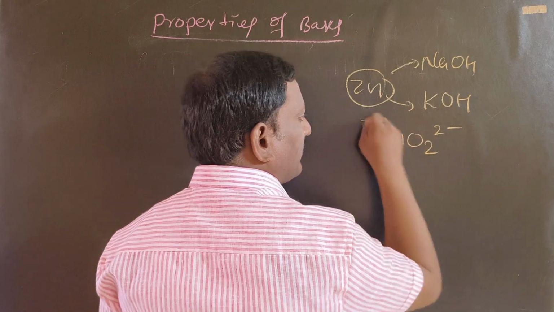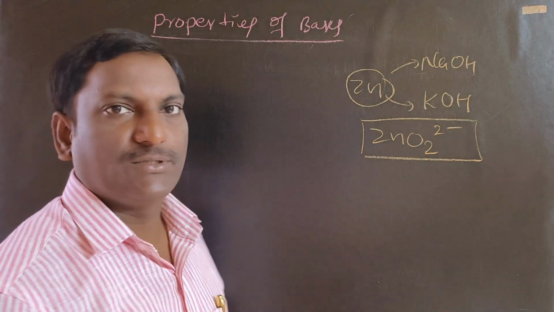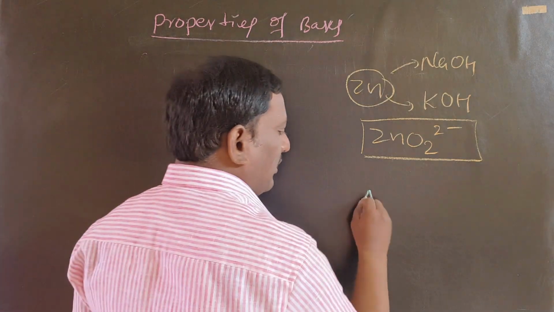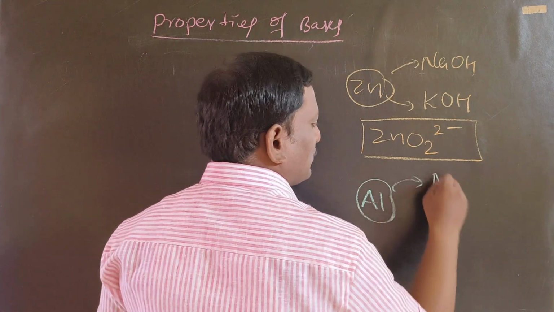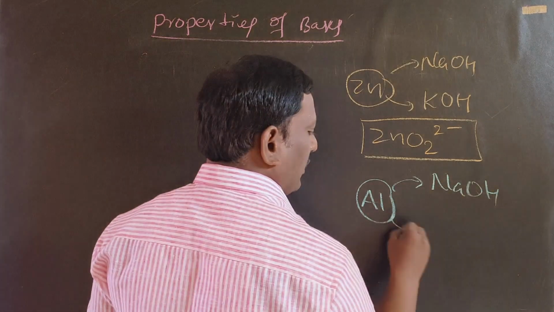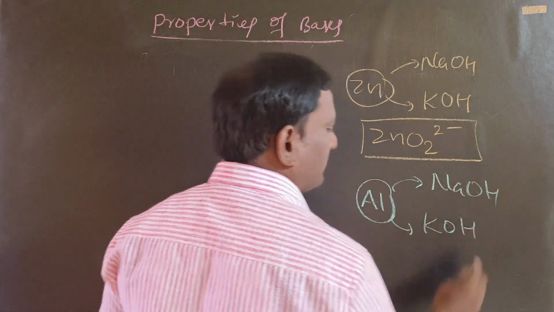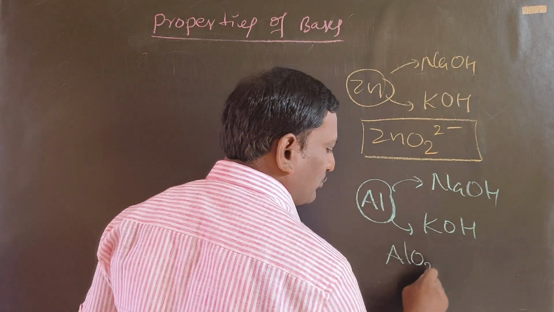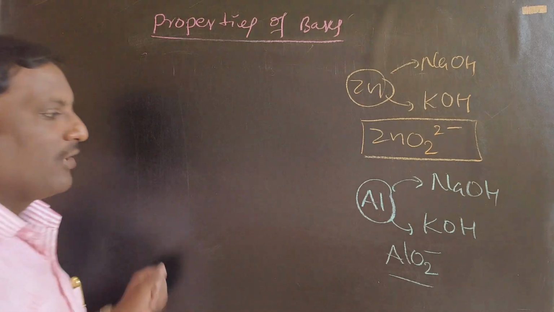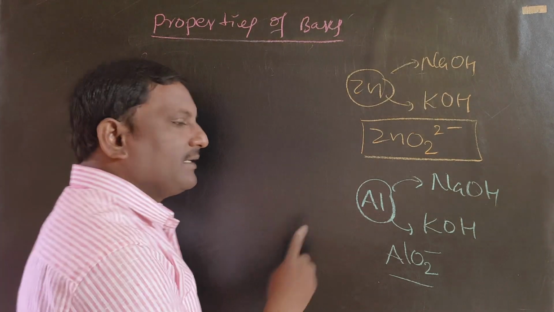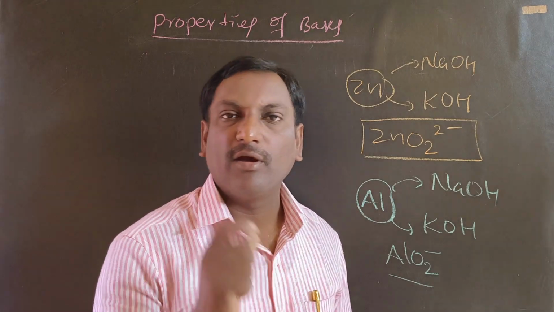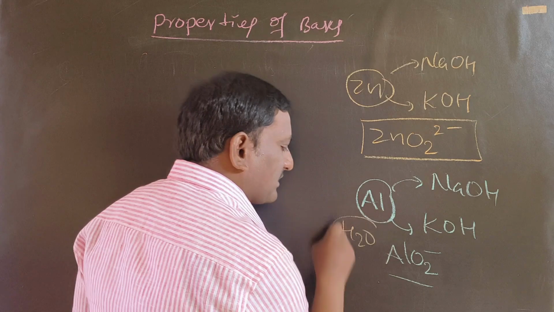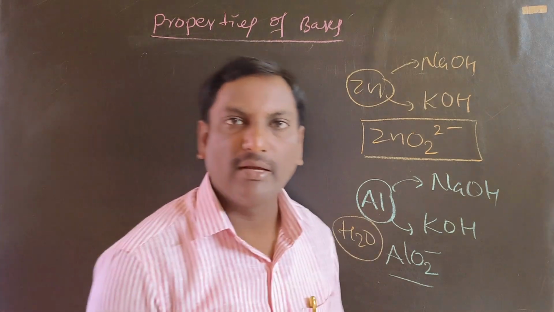ZnO2 2 minus ion. Please remember zinc cation. It helps you while writing equations. Next combination, aluminum with sodium hydroxide, aluminum with potassium hydroxide. For this combination, remember aluminate ion, AlO2 minus. Not only that, for writing the equation for the reaction between aluminum and bases, we need to add a water molecule on the side of reactants in order to balance the chemical equation.